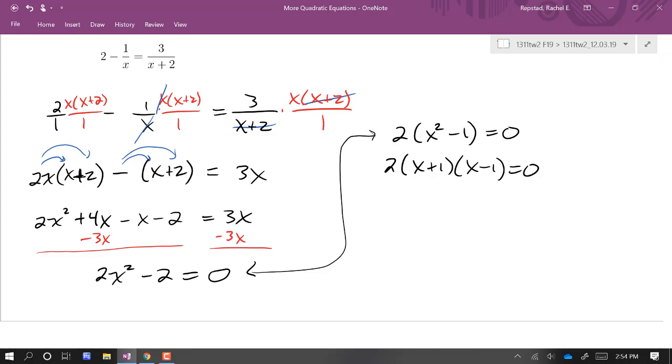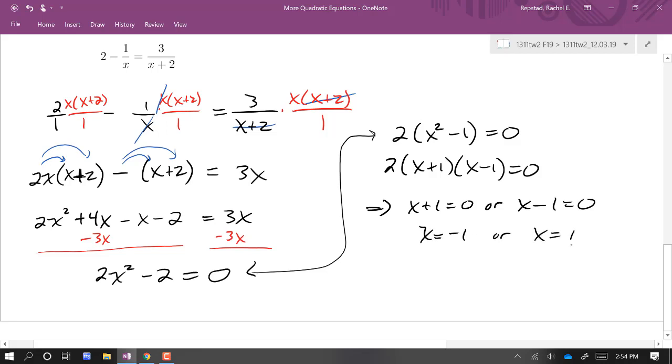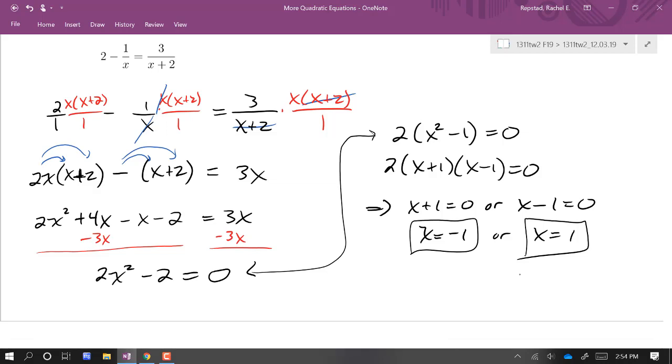So invoking Theorem 7 gives us these equations. And we have x equals negative 1 or x equals 1. How's that? Pretty great. Questions on any of these examples?